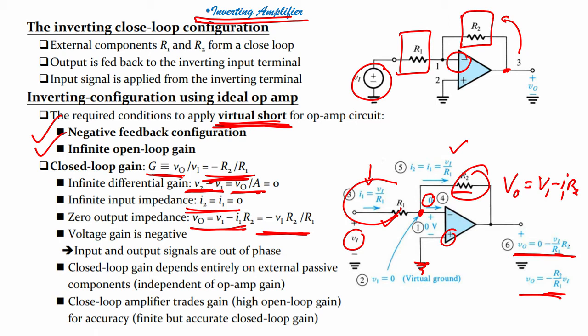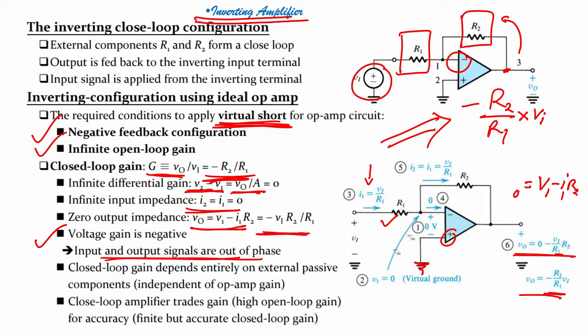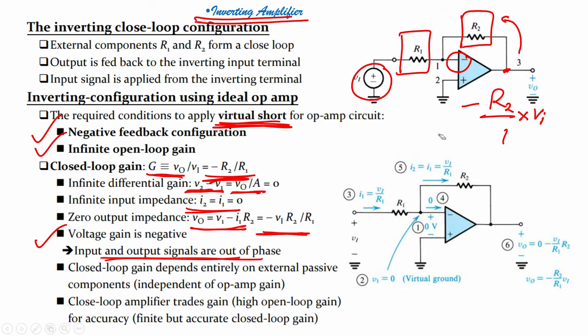Now, the voltage gain is negative, because in my inverting amplifier, the voltage gain is minus R2 by R1. Then we can multiply by the input. So, voltage gain is negative. Input and output signals are out of phase. This is another concept: out of phase is when you apply the input to the inverting terminal, which is right over here.